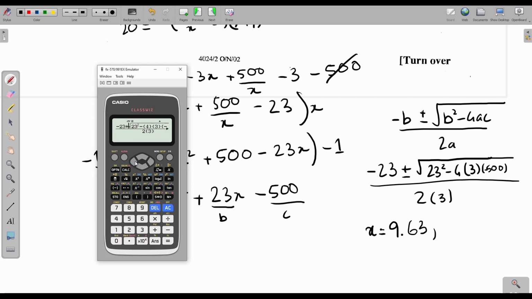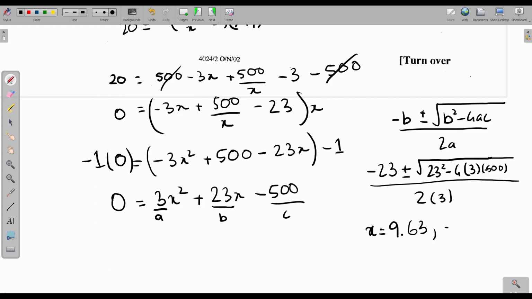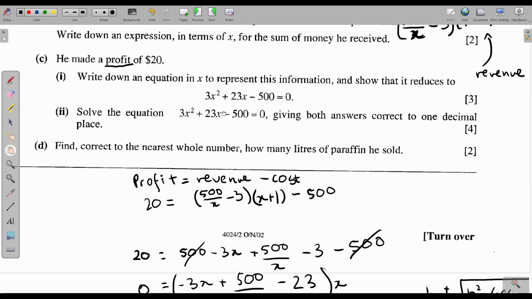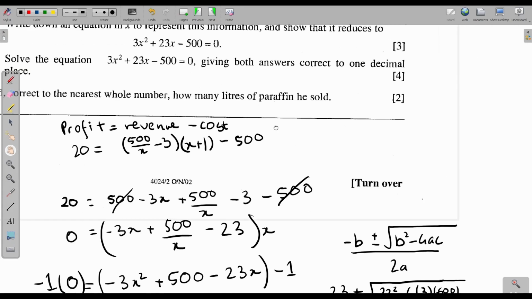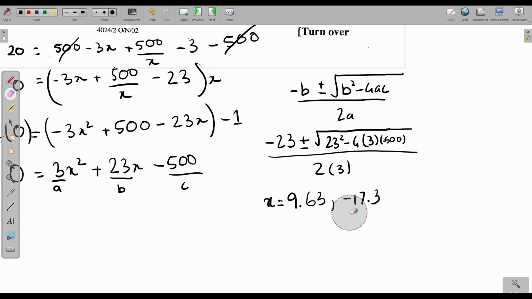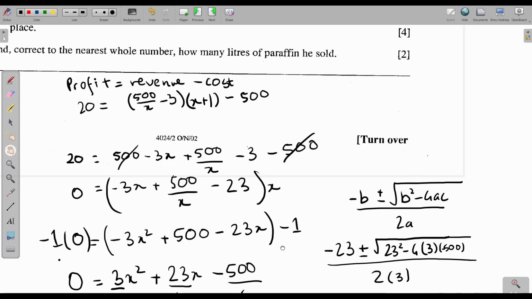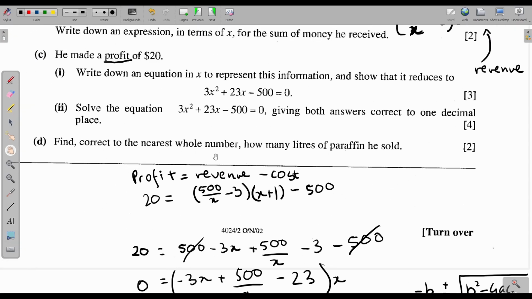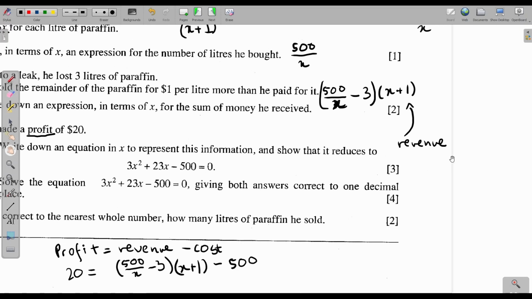The second answer, all we need to do is change this plus into a minus. So minus 23 minus the square root, this is negative 17.3. And I think getting both answers correct to one decimal place, this would just become 9.6, and this would stay as negative 17.3. All right. Find correct to the nearest whole number how many liters of paraffin he actually sold.